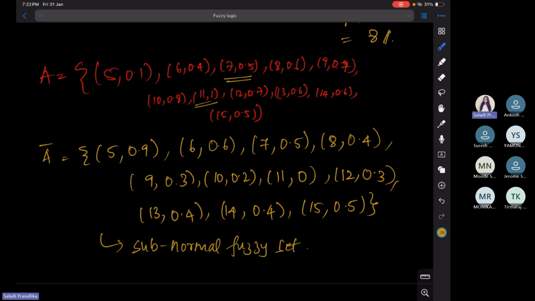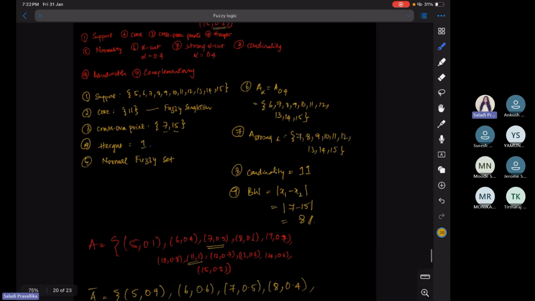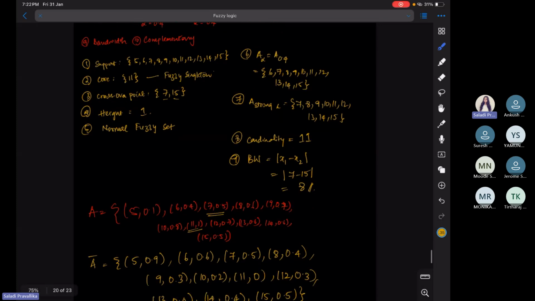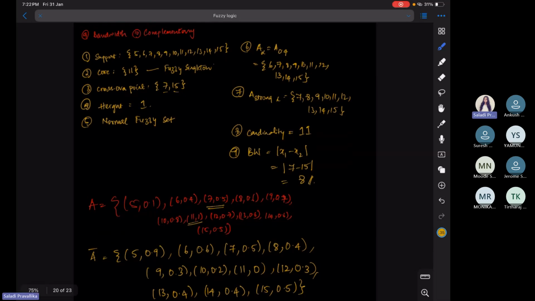Right? So later, if you have some time, you can also try finding all the above things, but for the complementary fuzzy set as well, and see what weird answers you're getting. What is the difference between this fuzzy set A and the complementary fuzzy set A? See what the crossover points are, what the support and height are, and you have already discussed that the complementary one is a subnormal fuzzy set, right? And also find alpha cut, strong alpha cut, cardinality.